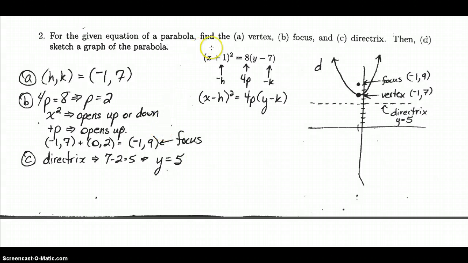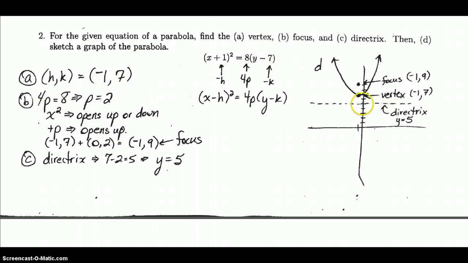Okay, so this one already is in pretty nice form. If it wouldn't be, just go ahead and put it in this form. Complete the square to get your perfect square x over here, and then factor out whatever coefficients on the y. And the vertex you can pull out right away by seeing that what's getting subtracted from the x is -1, what's getting subtracted from the y is 7.